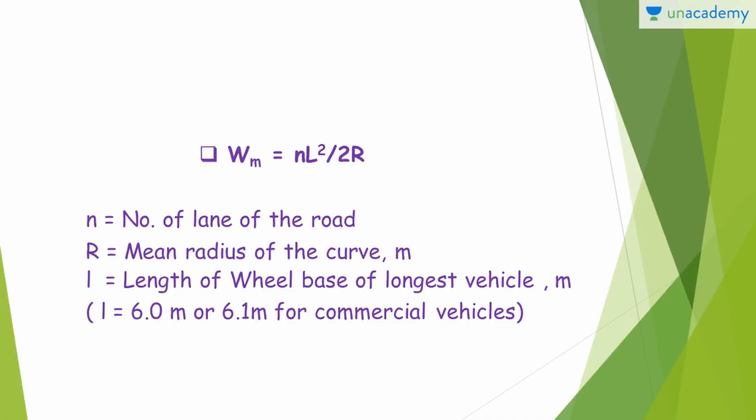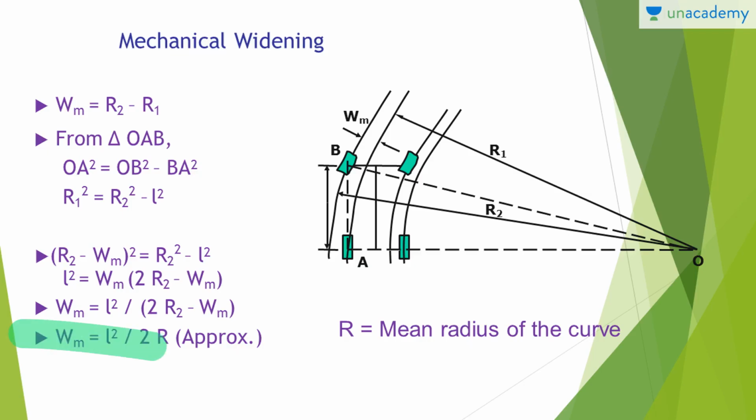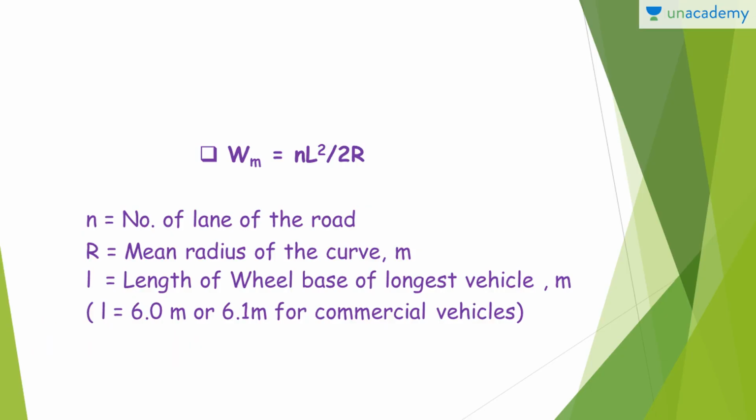So WM is equal to L square by 2R. Now if you generalize this, you can have WM is equal to N into L square by 2R, where N is the number of lanes of the road, R is the mean radius of the curve, and small l is the length of the wheelbase of the longest vehicle.